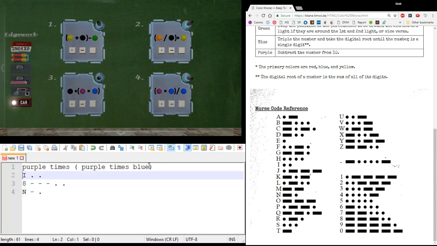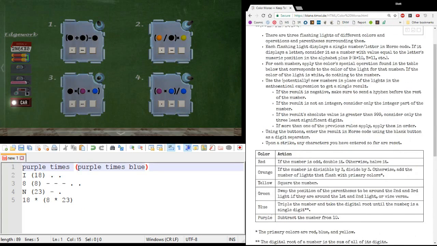And let's go ahead and convert those to numbers. 8 is obviously going to be 8. Remember, everything else, we take their position in the alphabet and add 9 to it. So I, 9th letter, plus 9 gives us 18. N is 14 plus 9 gives us 23. So our basic equation is 18 times parentheses 8 times 23. That's just plugging in for each of the 3 colors, and that gets us through our first step.